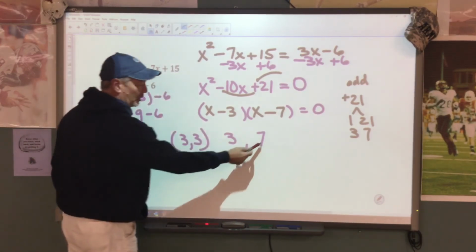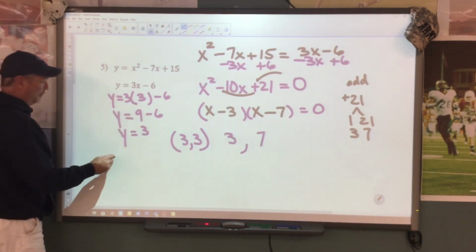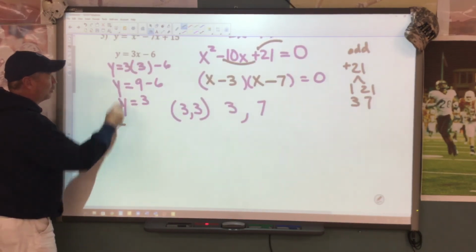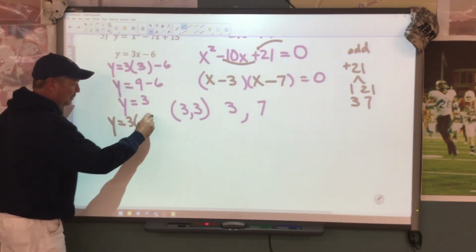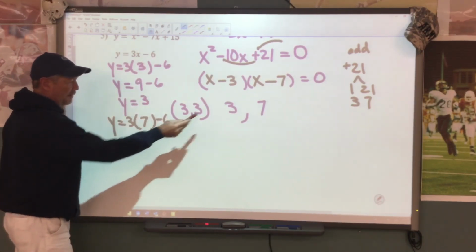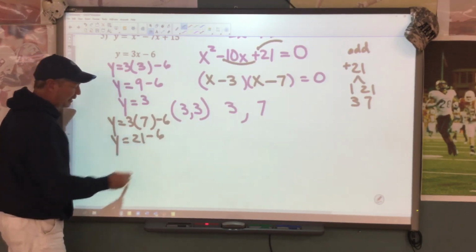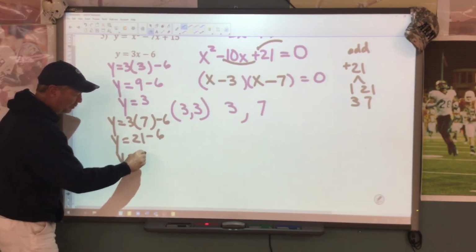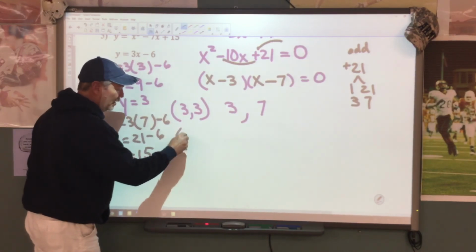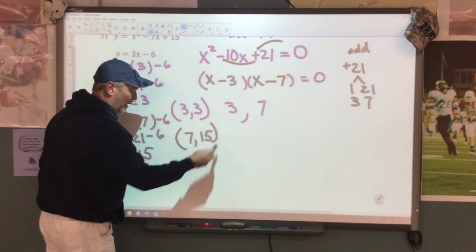We're going to repeat the process, but now we're going to substitute in a 7. We're going to say that y equals 3 times your x minus 6. We're going to substitute in our 7. Y equals 21 minus 6, y equals 15. So when we substitute in a 7 in the x spot, we get y equals 15. There's my answer.